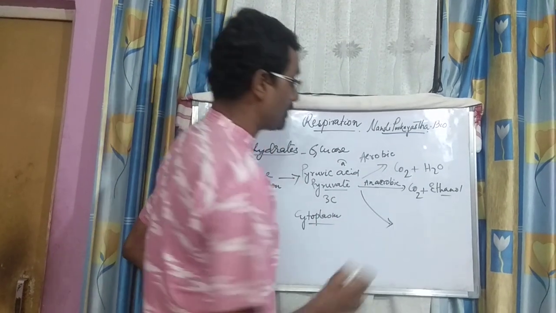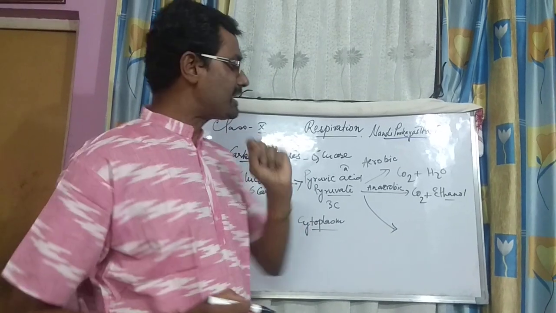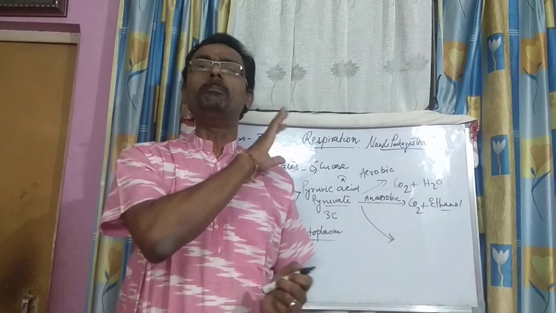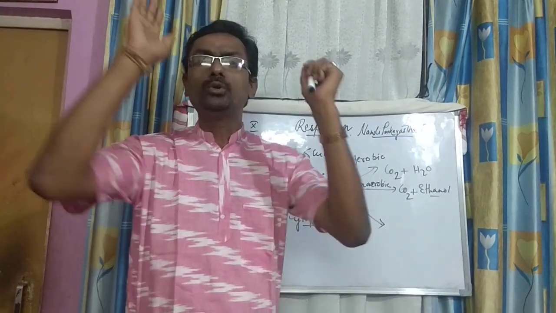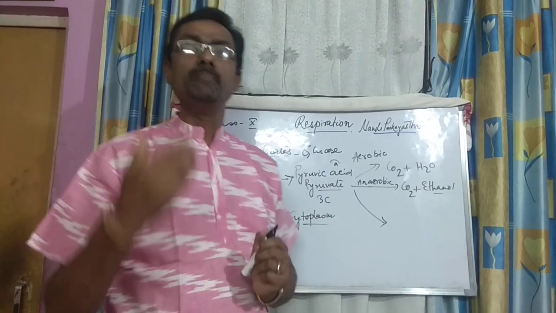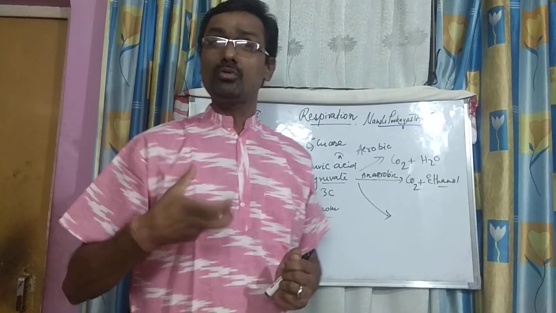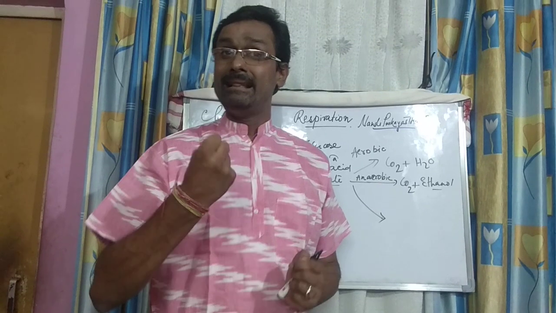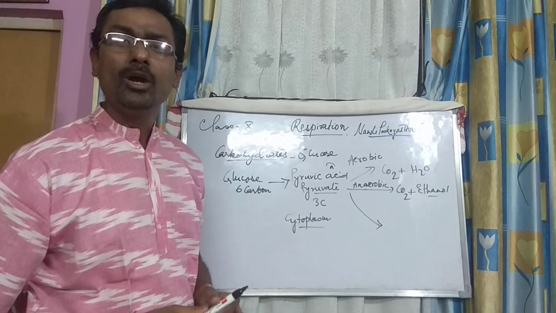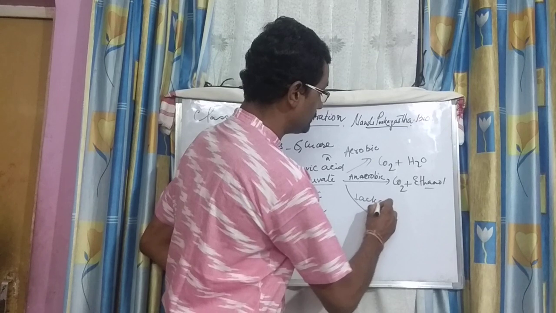Now, there is another one. That is called lack of oxygen. Now, what is the difference between anaerobic and lack of oxygen? Anaerobic means completely there is no need of oxygen. They don't want oxygen. Then what is lack of oxygen? It means the cells need oxygen to carry out respiration, but sometimes there is a lack of oxygen. The cells don't get the required amount of oxygen or there is no oxygen. Then we call it a lack of oxygen.